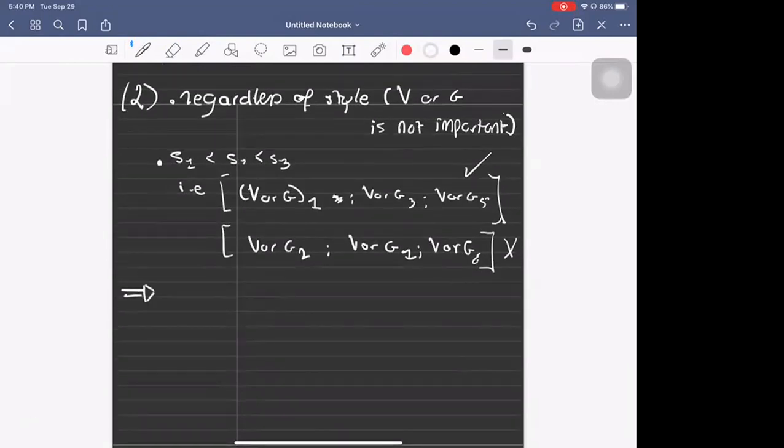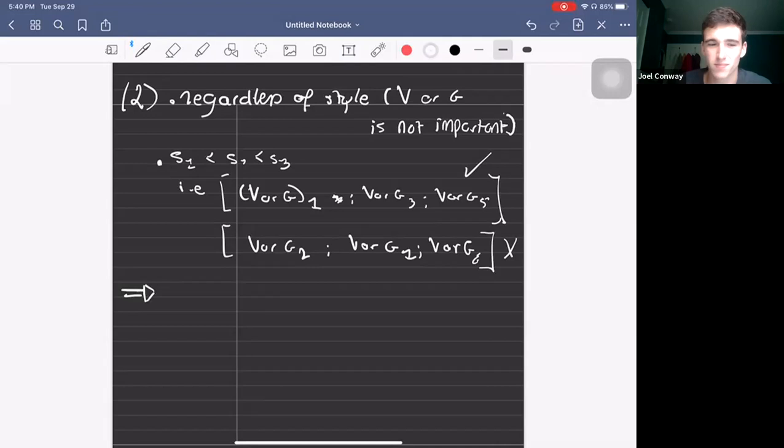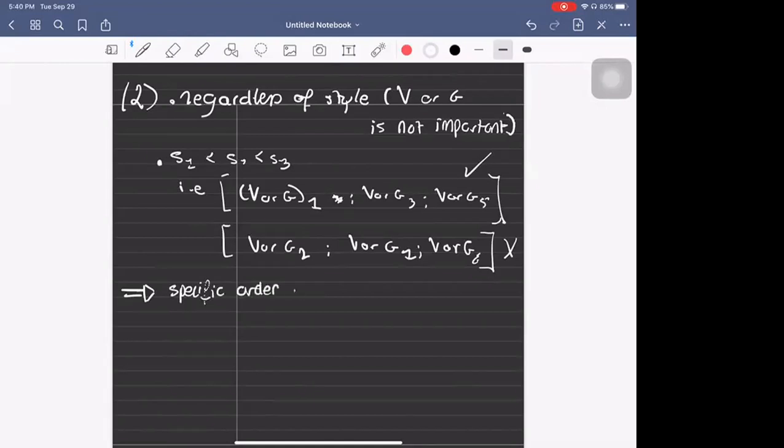So can anybody tell me now if we're dealing with permutations or combinations? Permutation? Yeah, and why is that? Because you want a specific order, like you want to count every case of specific order and not necessarily random cases or random order. Yeah, so specific order.